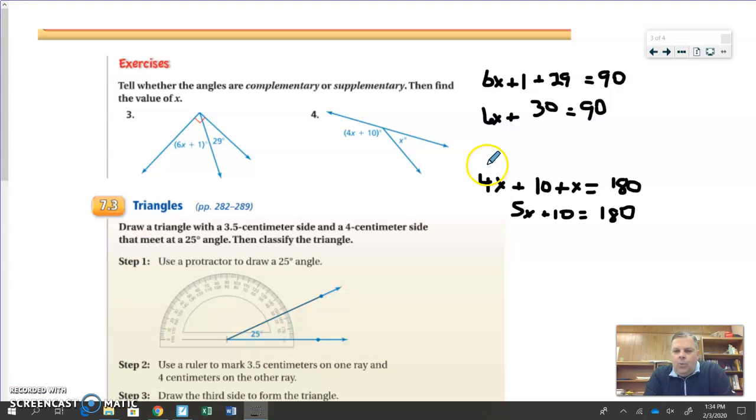In our second example, we have 4x plus 10 plus x equals 180. Because this is a straight line, these are supplementary. When I combine the 4x and the 1x, I get 5x. So 5x plus 10 equals 180. I subtract 10 from both sides. I will have 5x equals 170. Divide by 5, x equals 34. The value of x is 34 on those supplementary angles.